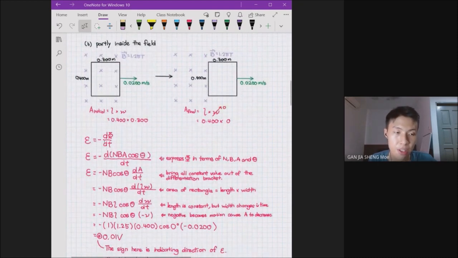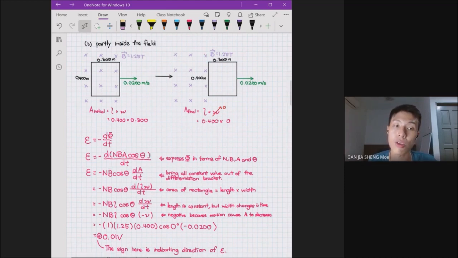Well, it's again Faraday's law, negative d magnetic flux linkage over dt. So you can change the magnetic flux linkage to become NBA cos theta. For now, the number of turns will still remain as 1, so you can bring it out. The magnetic field we are not changing, it's still 1.25 Tesla all the way, so we can bring out the magnetic field. We are not making the magnetic field stronger, we are not making it weaker with time. So you bring out the B.